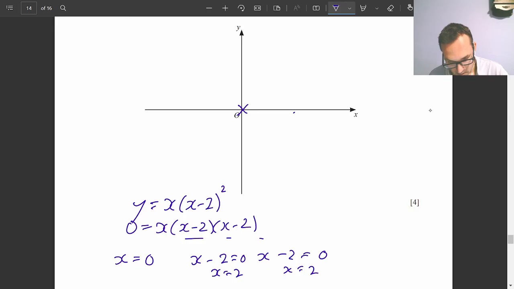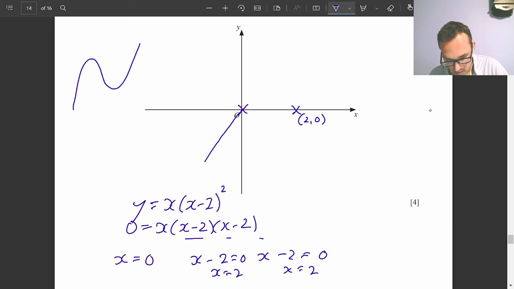Okay, so that means it will cross the x-axis there. Let's mark the point there. That will be the point 2, 0. We write it down. It's important. We need to show them that we know what that point is. So remember, we're looking for a graph that goes like this. So we know it's going to come up.